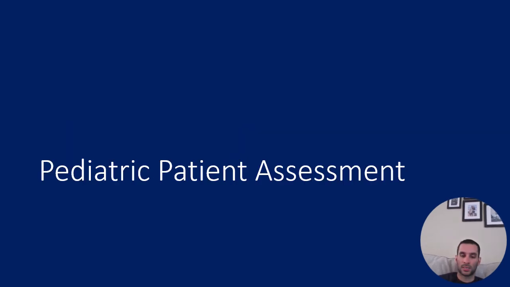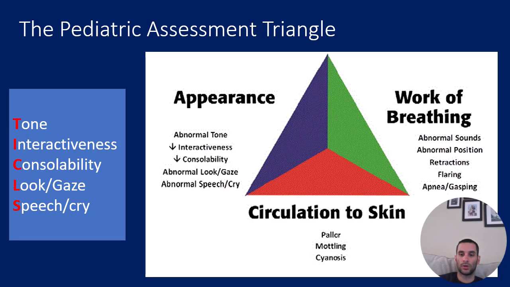So, how are we going to assess kids? In kids, the key thing to know is the pediatric assessment triangle. That stands for appearance, work of breathing, and circulation to the skin. If we start with appearance, sometimes people use this acronym TICLS to remember it, but it stands for tone. So is the baby floppy or do they have good muscle tone? How is the baby interacting? Are they interacting normally? Are they consolable by the parents? How is their gaze, or what are they looking at? And then what is their speech and cry doing?